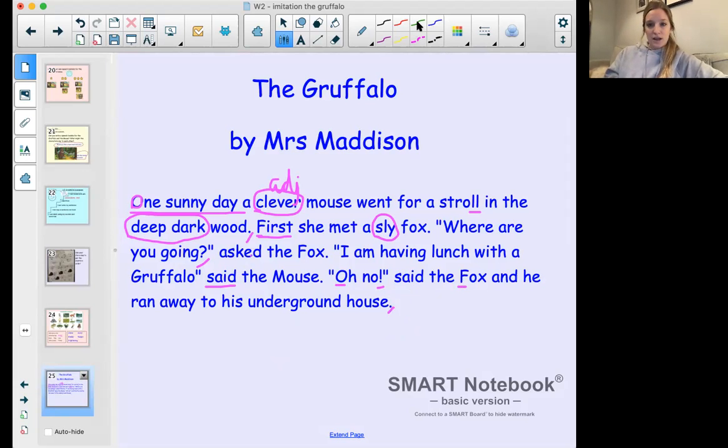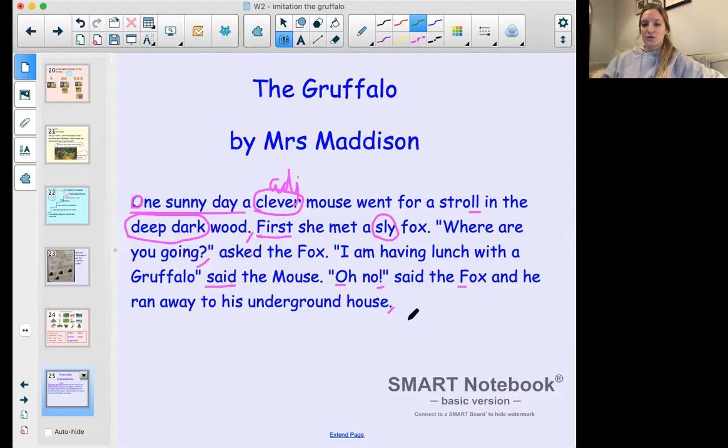Now, there is something I think I could make a little bit better. We know that "oh no" is a big exclamation from the fox. So do you think "said" is the best word to say how he said it? I don't think so. Said is a very normal way of speaking, and the fox wasn't speaking in his normal calm voice or his normal sly voice. He was... shout. I'm going to give it away to you. I don't want to give it away.